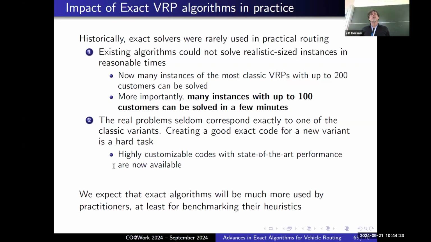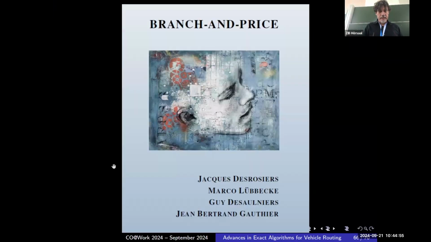And the other problem is that the real problems that people need to solve are never CVRP or never VRP with time windows, but now we have something much more generic. Okay. So we expect that now people will start using the exact algorithms, at least for benchmarking their heuristics, okay? So, okay, I will use my heuristic, but let's benchmark it not on instances with size 10, but on instances with size 200 to see if the heuristic is good or not.